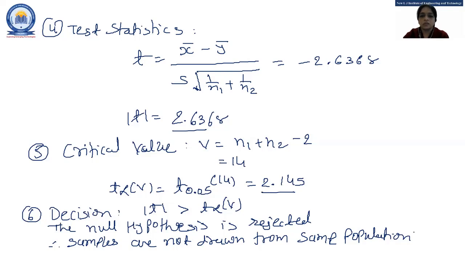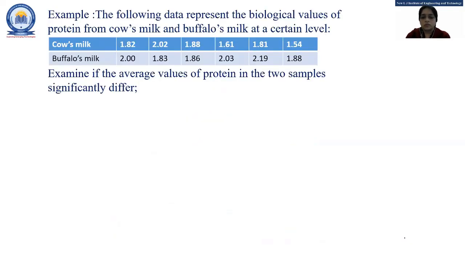Okay, students. So this is one more example. The following data represent the biological values of protein from cow's milk and buffalo's milk at a certain level. Here, 6 samples are from the cow's milk and 6 samples from the buffalo's milk. Examine if the average value of protein in the 2 samples is significantly different. So, here sample sizes are the same, right? Here sample size N1 is 6 and N2 is also 6.